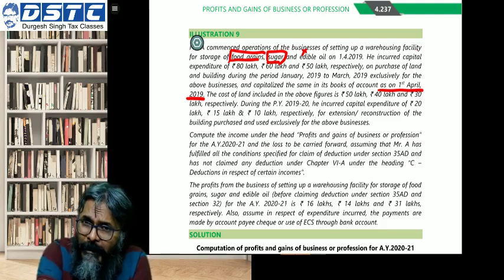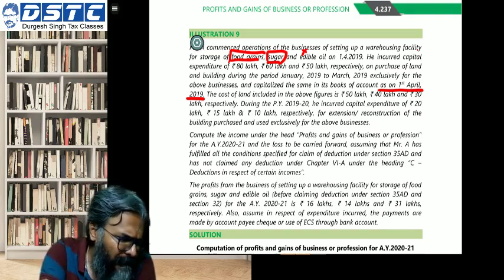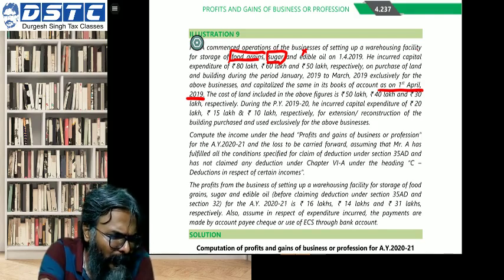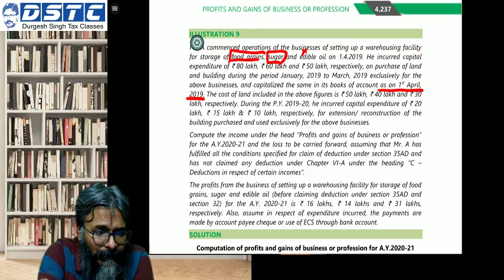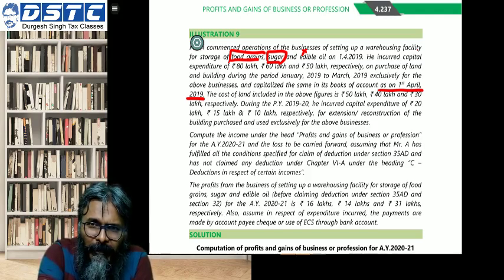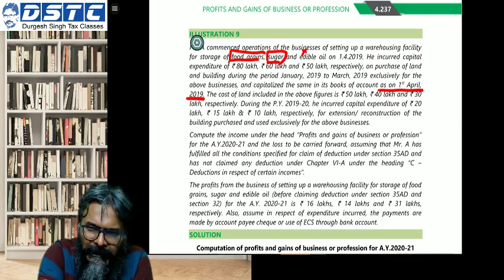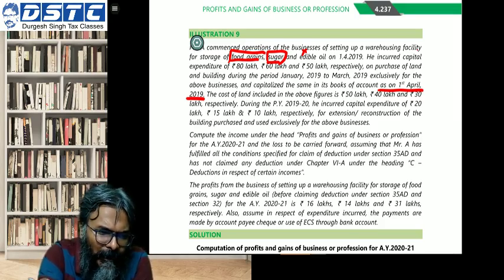In which year will it be allowed as deduction? In the year in which the business is commenced. In which year is the business commenced? In the previous year 2019-20. The cost of land is included in the above figure, students. So out of 80 lakhs, 50 lakhs is the cost of land. So what is the eligible expenditure for the purpose of 35AD deduction? 30 lakhs. In the second case, out of 60 lakhs, 40 lakhs is the cost of land. So the eligible expenditure will be 20 lakhs, which will be allowed as deduction.